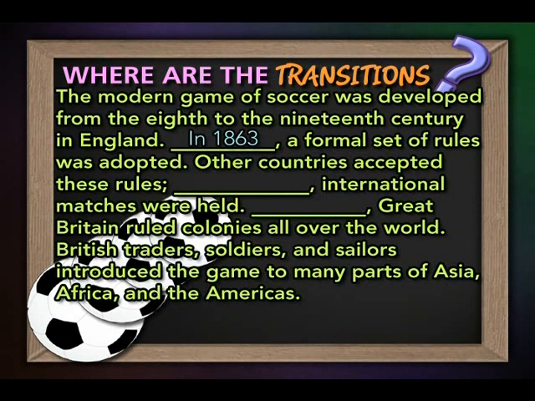Other countries accepted these rules. Consequently, international matches were held. Well, the "consequently" gives me the cause and effect. Because the countries accepted these rules, international matches were held. At this time, Great Britain ruled colonies. Well, I wanted another one there having to do with chronology. I wanted to know where I was exactly in the order of time. So I put "at this time." Now, by adding "in 1863," "consequently," "at this time," I've created unity and coherence by linking related ideas.